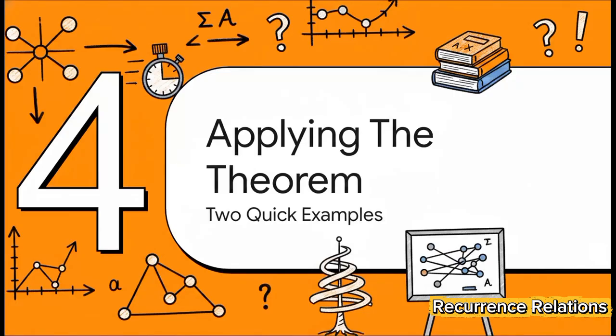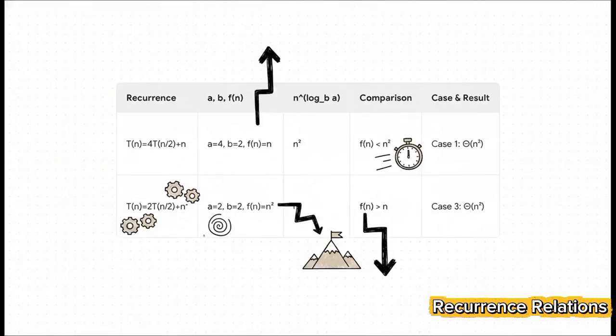Right, enough theory. Let's put this into practice with a couple of typical exam-style problems. As you can see, it's just a methodical process. For our first example, a is 4, b is 2, and f of n is n. We calculate n to the log base 2 of 4. Well, log base 2 of 4 is 2, so that's n squared. Now we compare f of n, which is n, to n squared. n squared is clearly bigger, so it's case 1. And the complexity is theta of n squared.